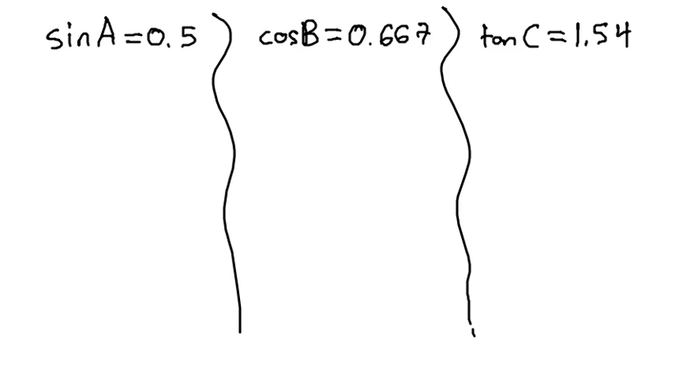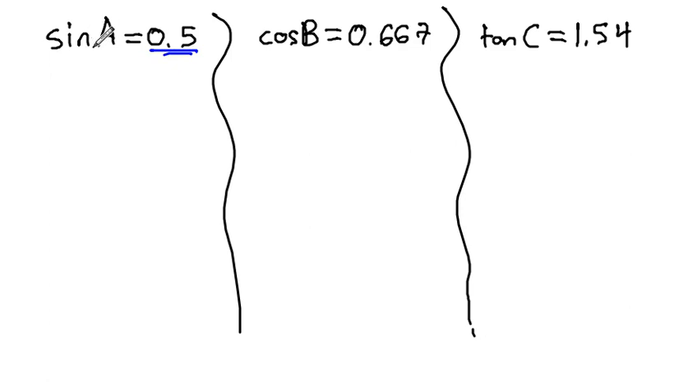In this video, we're going to attempt to find angles given what the sine, cosine, or tangent equal. Here we're told in this first example, the sine of A is equal to 0.5, or 1/2. We don't really know what the angle is that gives us 0.5, and so we have to do the opposite of the sine.